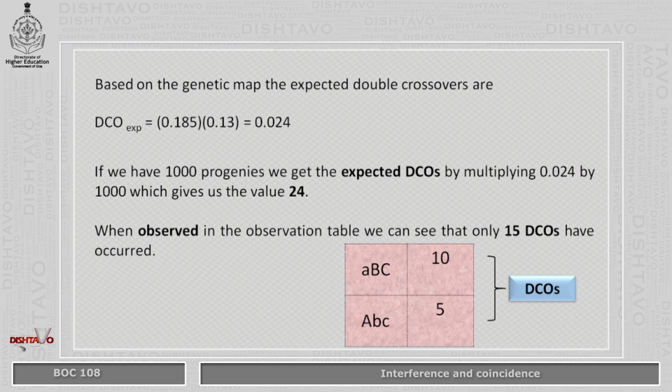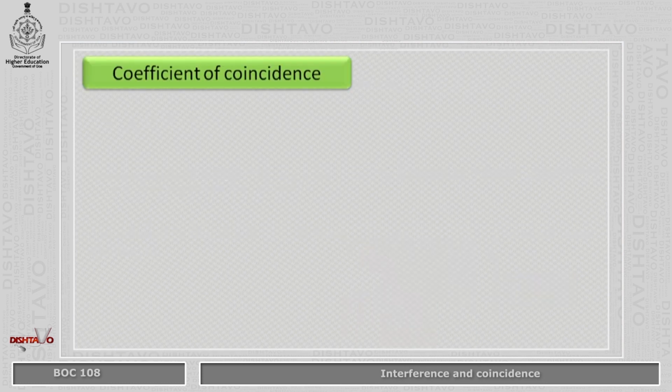When we observed the observation table, we saw that the double crossovers were 10 and 5 respectively. On adding that, we get 15. But the calculated double crossover was 24. The calculated double crossover was the expected double crossover, whereas the observation table was showing the observed double crossover. Clearly, we have seen a reduced value obtained in the case of double crossovers. This reduction was because of interference.